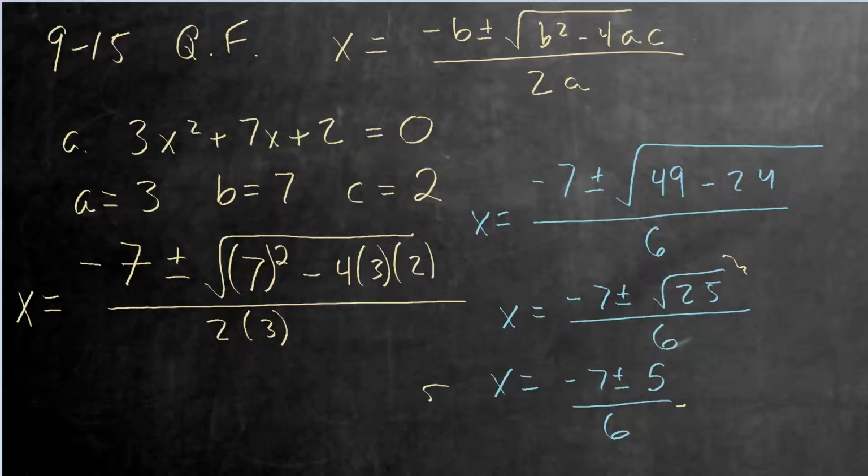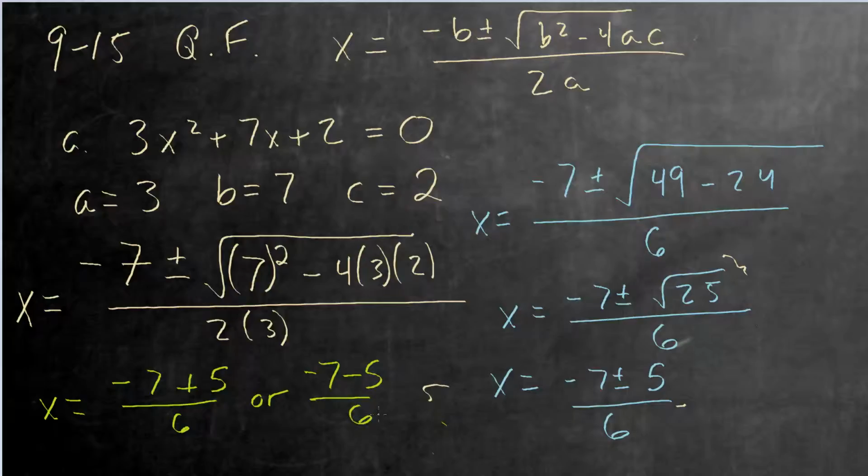And then let's finish it. I'm going to rewrite it twice. X equals negative 7 plus 5 over 6, or negative 7 minus 5 over 6. Negative 7 plus 5 would be negative 2, over 6 would be negative 2/6. Negative 7 minus 5 would be negative 12 divided by 6 is negative 2. Great.